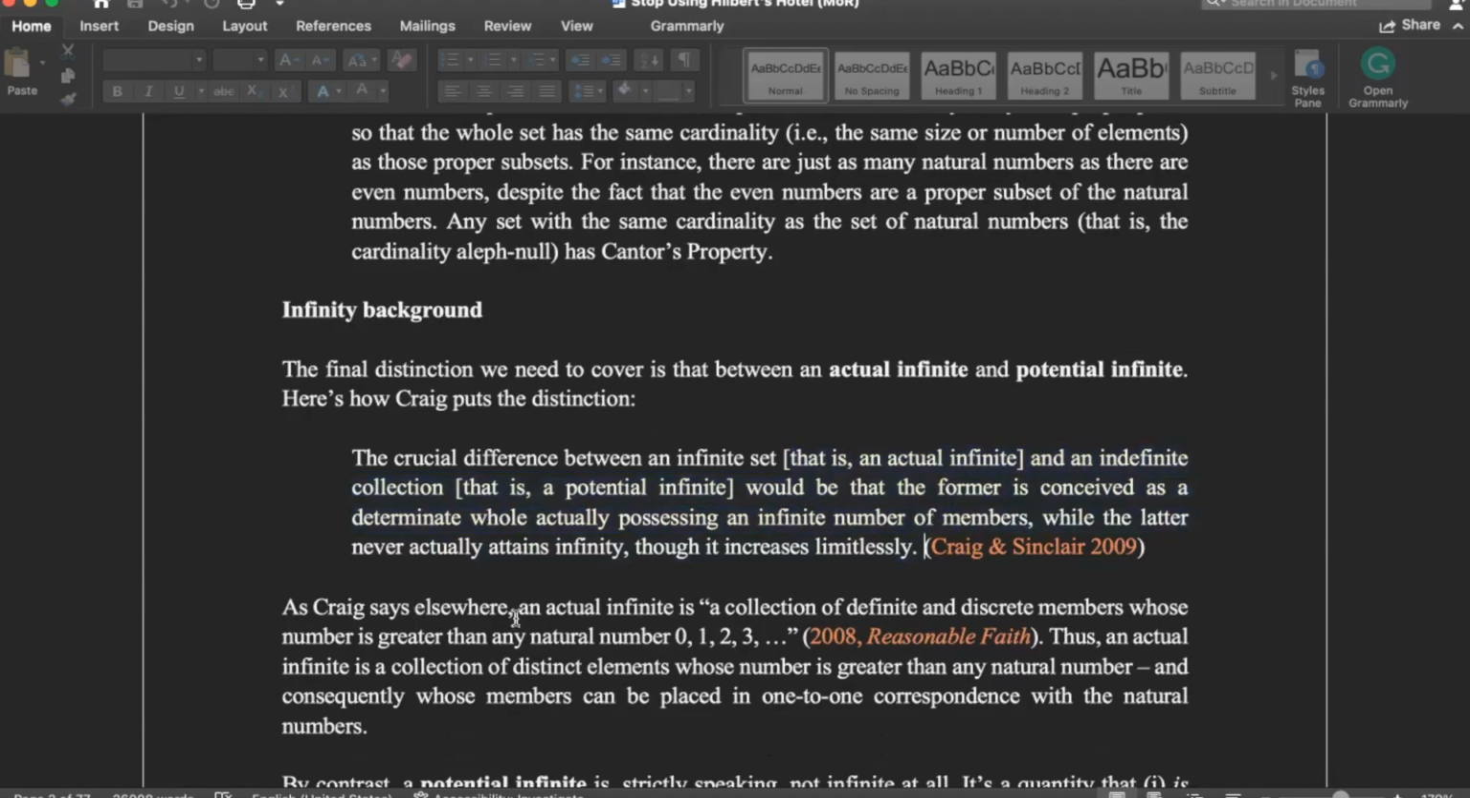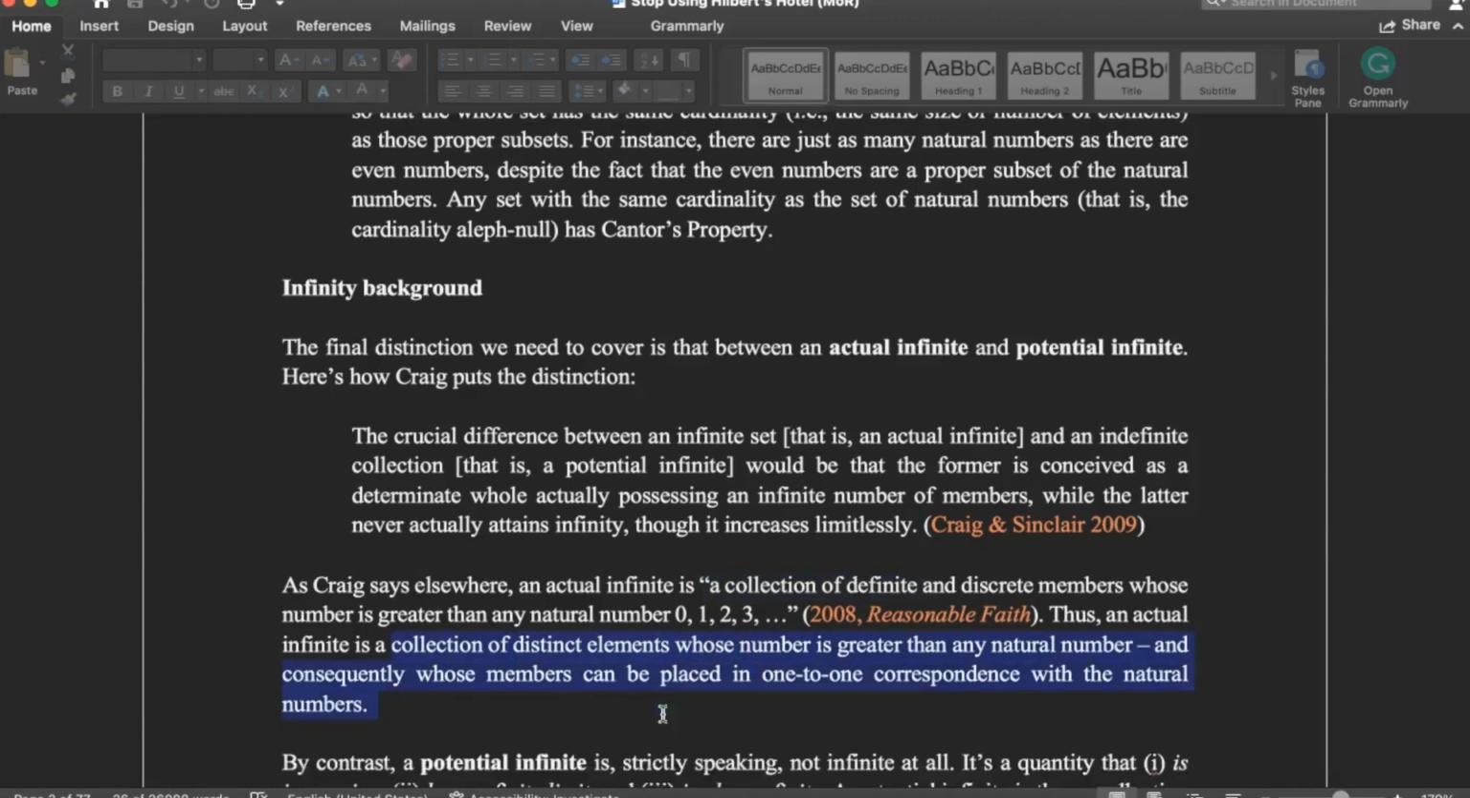As Craig says elsewhere, an actual infinite is a collection of definite and discrete members whose number is greater than any natural number: 0, 1, 2, 3, and so on. Thus, an actual infinite is a collection of distinct elements whose number is greater than any natural number, and consequently whose members can be placed in one-to-one correspondence with the natural numbers.